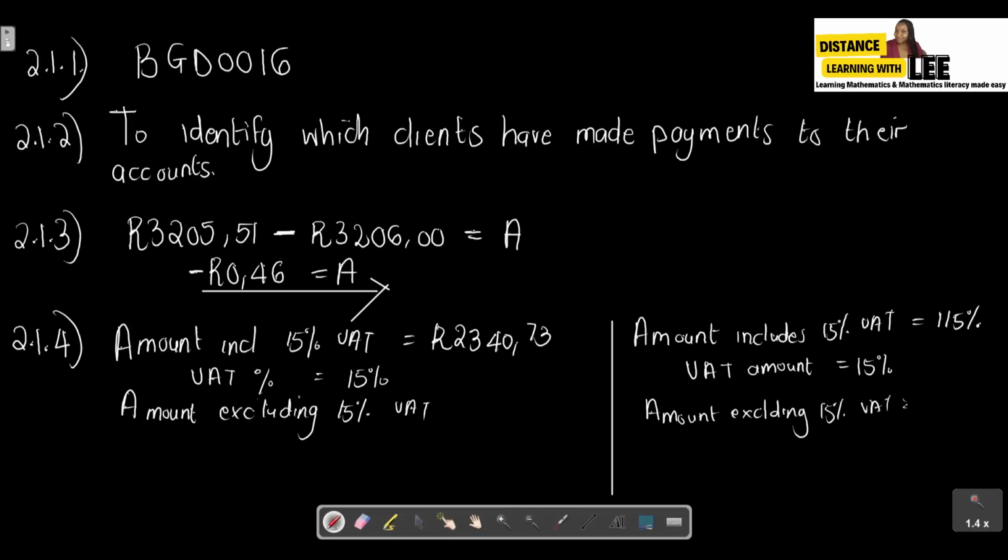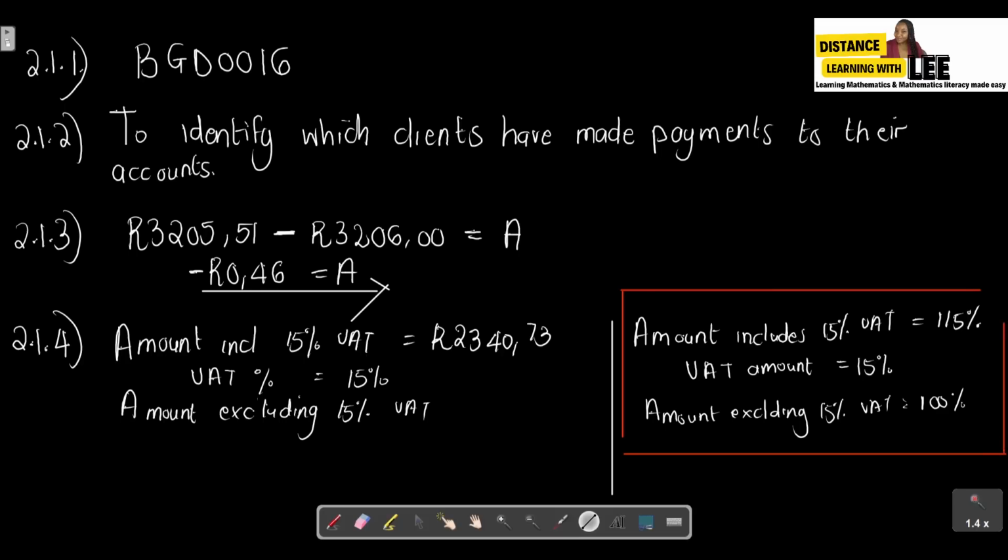So how do you get the amount excluding the 15% VAT? You take the 115%, you minus the 15%, and that is equal to 100%. We are going to be working with this to help us calculate what the amount excluding VAT is. I'm going to rewrite this on the next page.